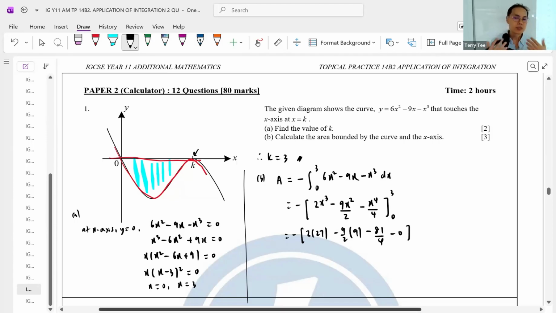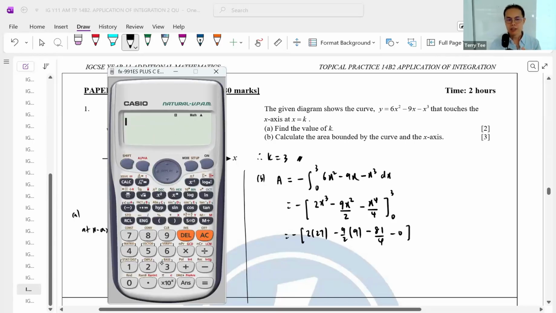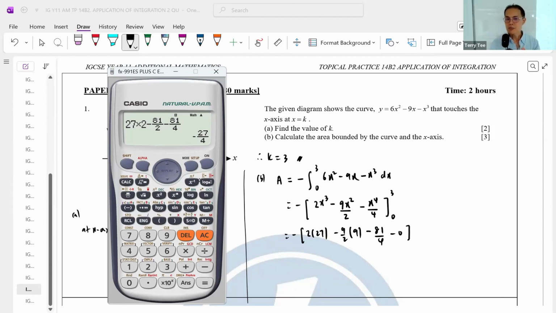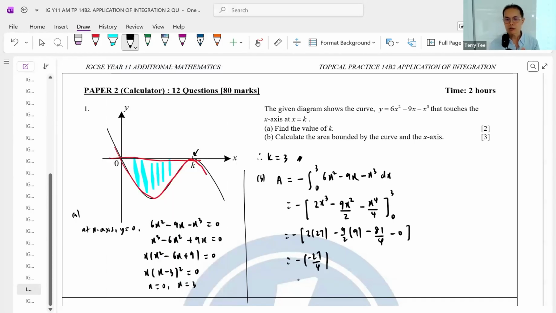So now you notice the number is bigger, so you are allowed to use the calculator. Usually bigger numbers we put in the calculator paper. So 2 times 27, this one is 81 over 2. Then you minus 81 over 4. My answer is negative. Why negative? Because it's below, right? So that's why I put the negative in front. Negative 27 over 4. You can write 27 over 4. You can even write in mixed number. Mixed number would be 6 3 over 4.